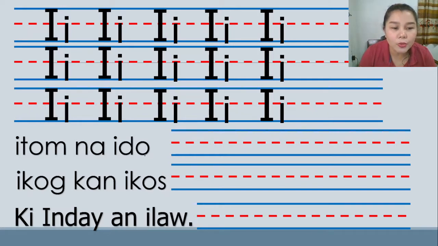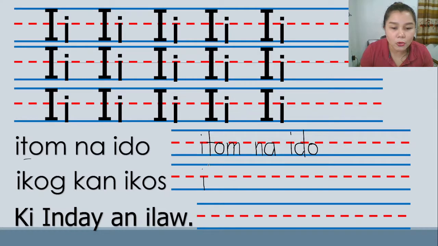I'll try to write, eto muna, itom na ito. As I write it, or as you write it, sabayin yung pagsasalita. Para nagsusulat, namememorize na din, muscle memory na din, tapos namememorize na din ng brains kung paano isulat, and how it is read. So, itom na ito. They are all small letters. Then, space, na, ito. Space ulit. And letter D. Okay, I'm done.